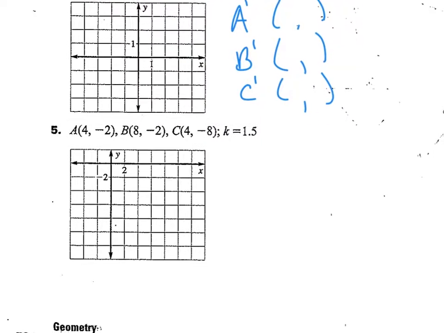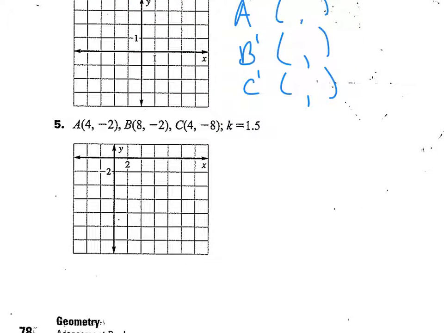That's exactly what you're also doing on number 5, only your scale factor here is 1.5. So you multiply all these by 1.5. And I would again make sure I write down my new coordinates.